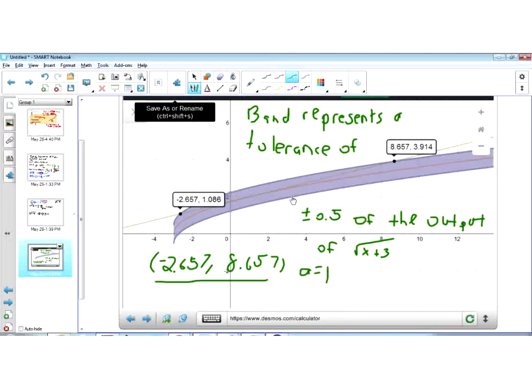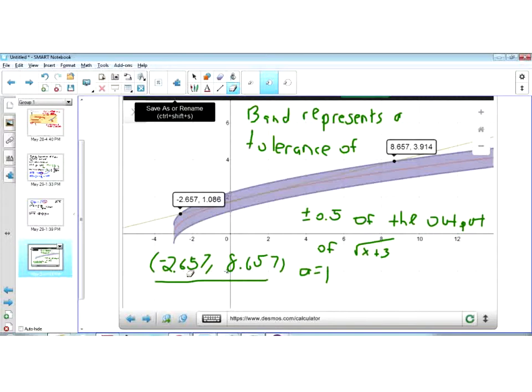Okay, so if you choose another a, then this interval will change because the value of a will change. So if you chose a equals 8, then your linear approximation may look something like this, perhaps something like this, I'm guessing, and you can see then the interval will change for its accuracy. Okay, so the linear approximation is good on this interval. All right.